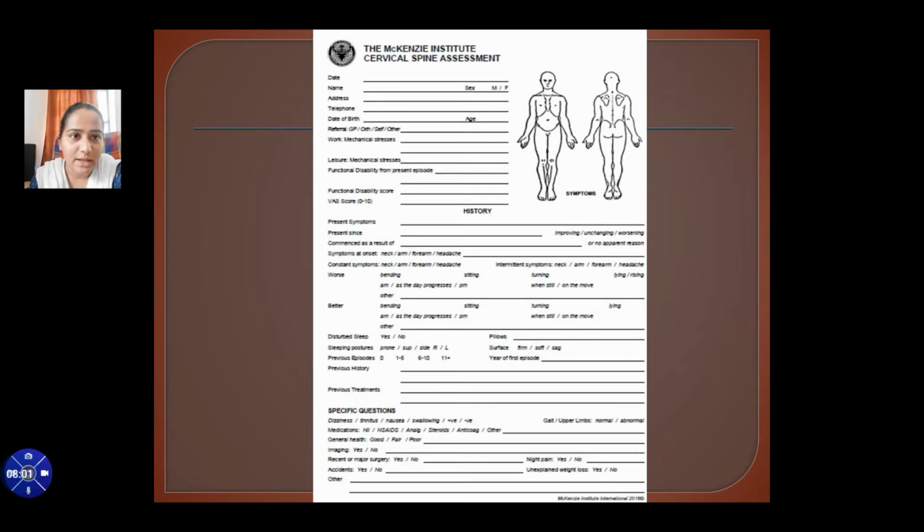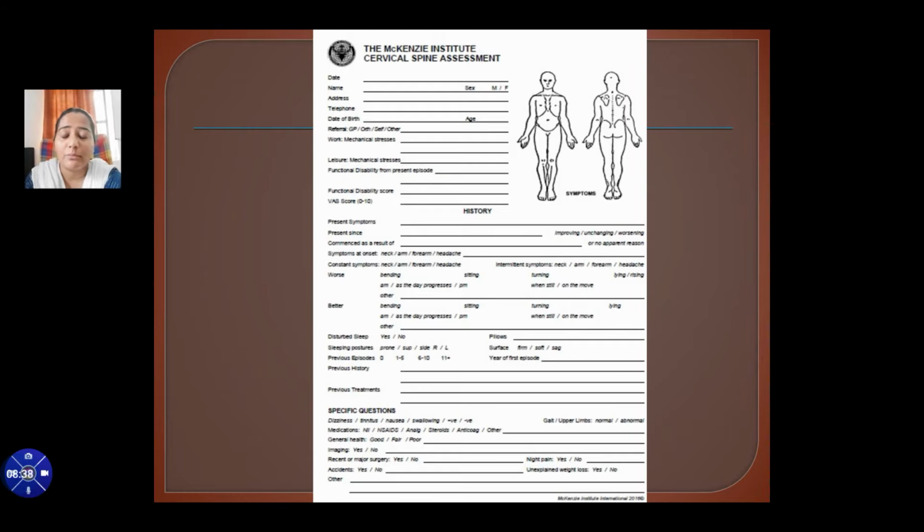Next we have to ask specific questions regarding dizziness and nausea, whether the patient is having any kind of dizziness, headache, or nausea. Then we have to ask if there is any symptom in the upper limb or not. Next we have to ask about medication and general health. Medication means if the patient is taking any painkiller for the pain, then we have to ask and write it down. Next is imaging. Imaging means whether any X-ray or MRI has been taken for the patient or not.